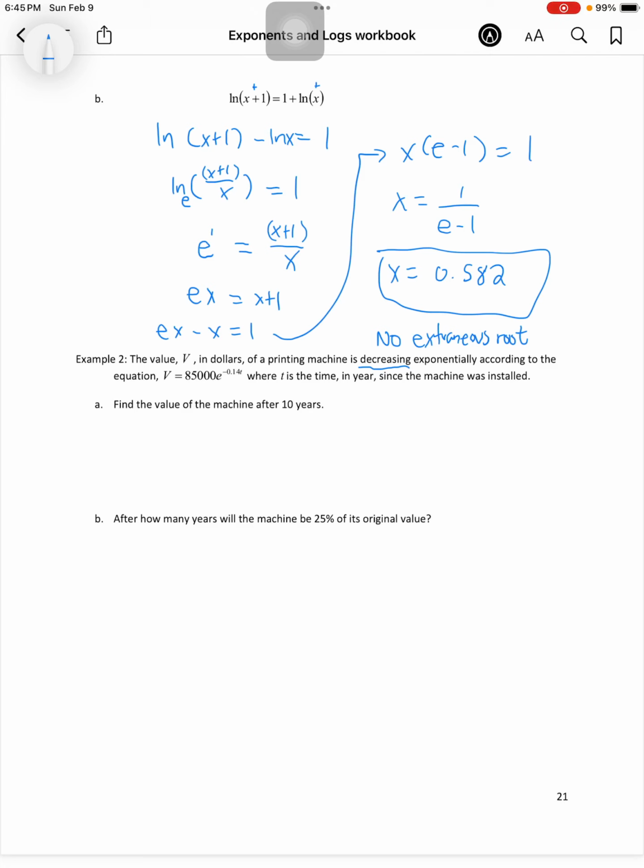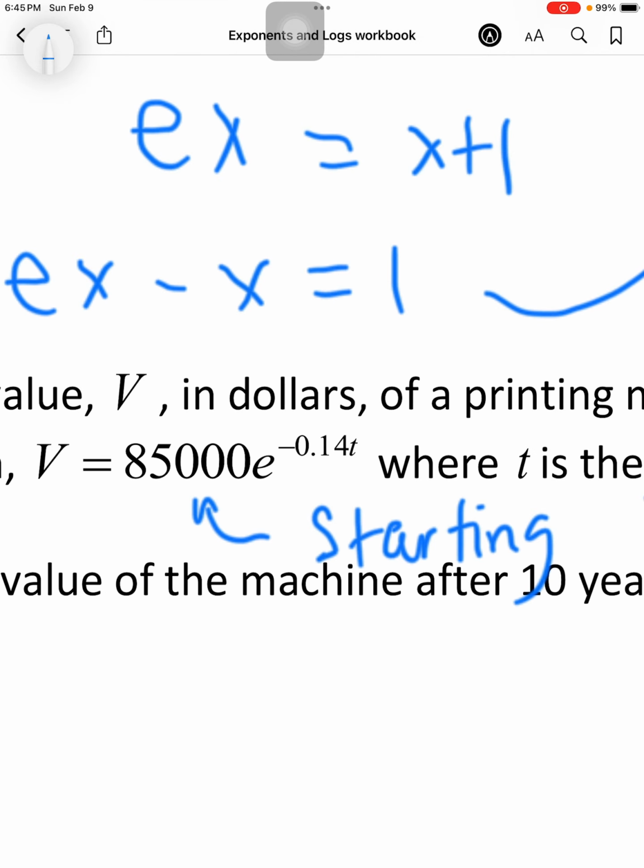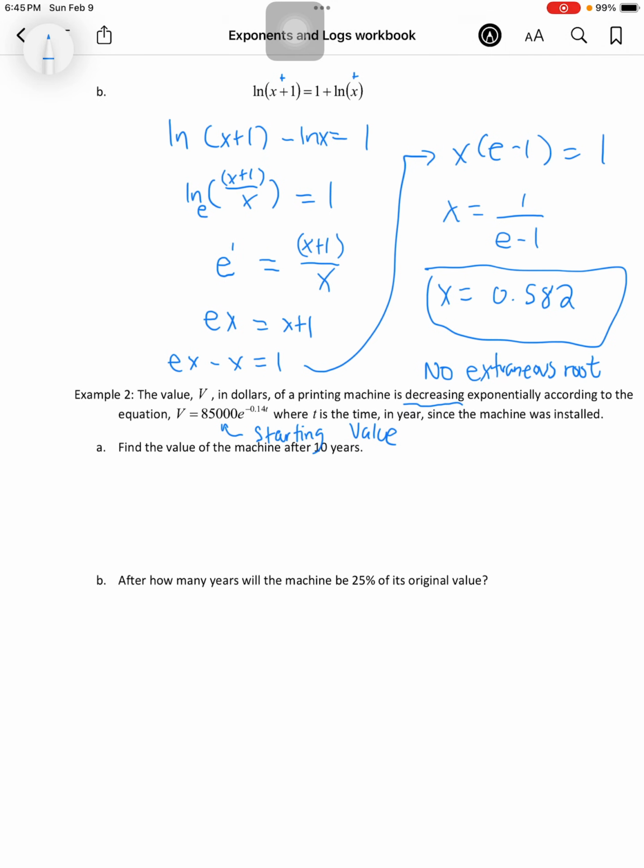So one thing I want to note is that if you ever see a number attached to the e here, that's going to be your starting value. Because if you switched the letter t in this equation to 0, so like whenever anything starts, the time is going to be 0, right? So if you plugged in 0 for t, that whole exponent turns into 0. e to the power of 0 is 1, so 85,000 times 1 is just 85,000. So this number here is always going to be your starting value.